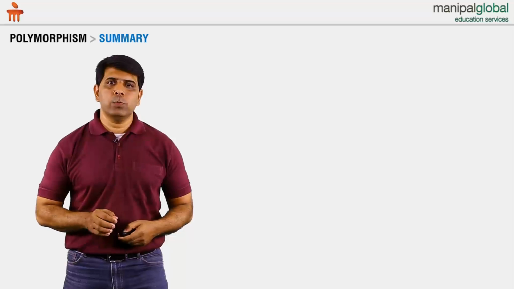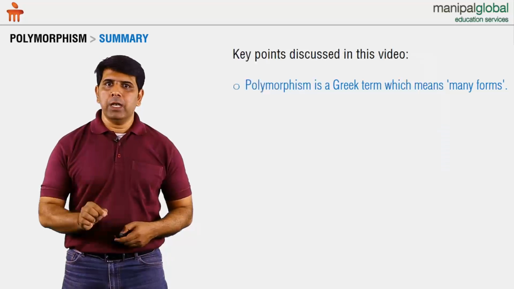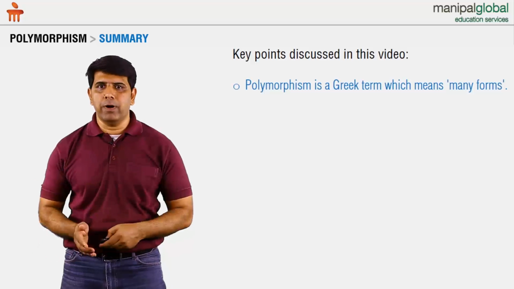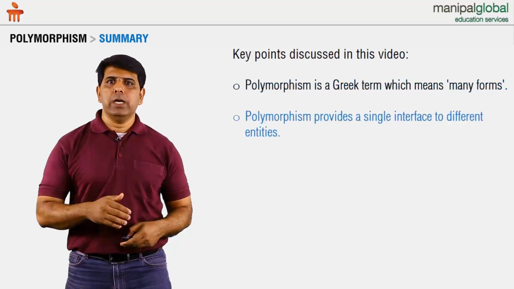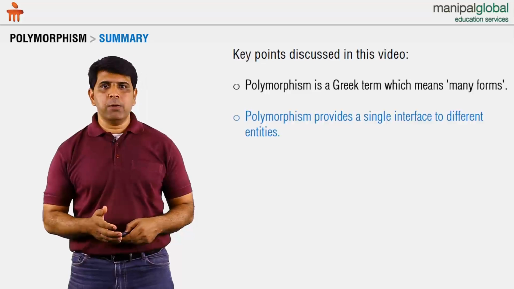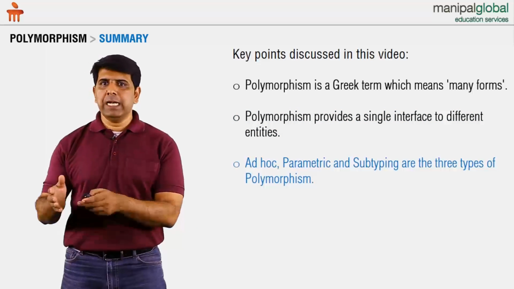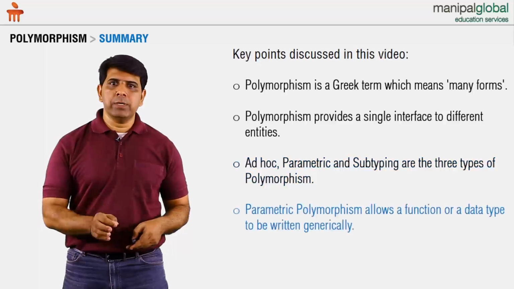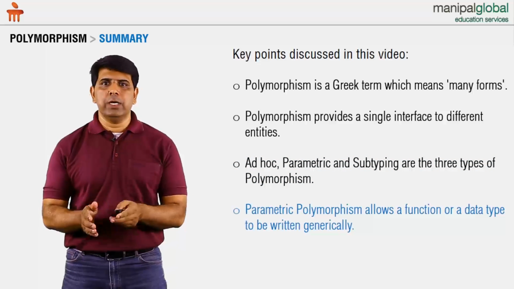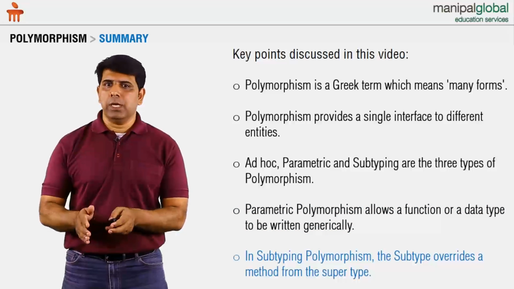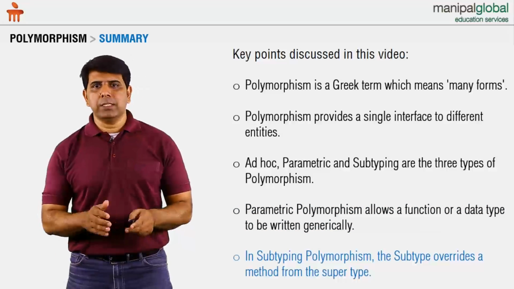Now let's summarize what we learned so far. Polymorphism is to have an object in different forms and it provides a single interface to different objects. And there are three types: ad hoc, parametric and subtyping. Now parametric polymorphism allows a function or data type to be written generically, and in subtyping, a subtype always overrides a method from the supertype.